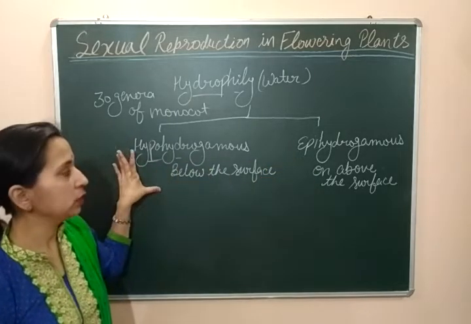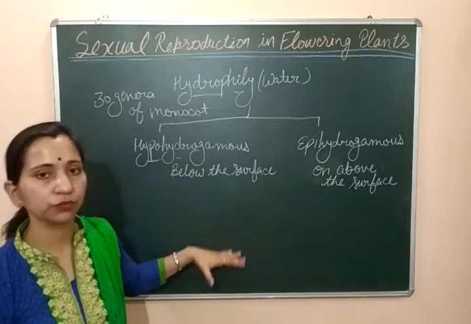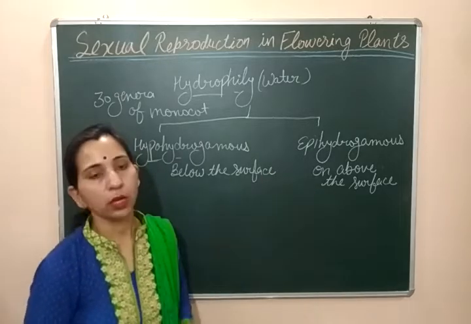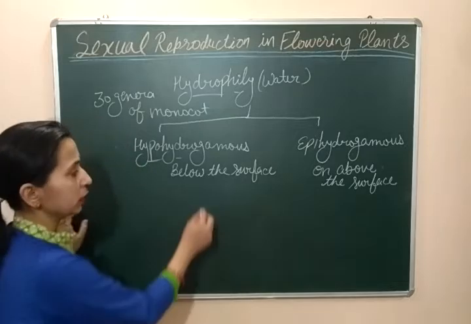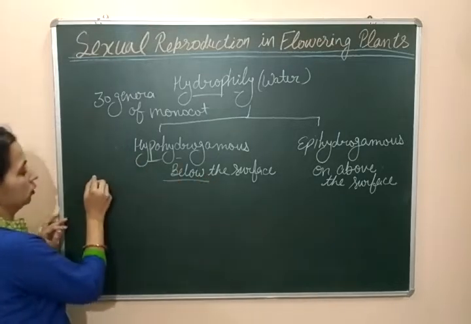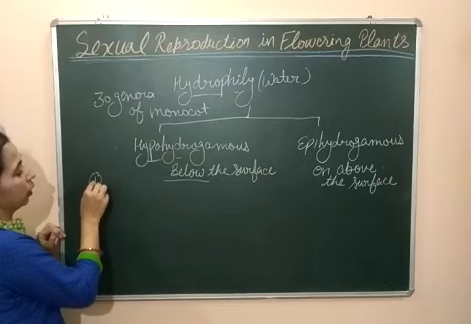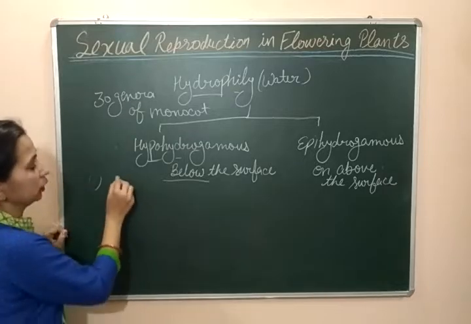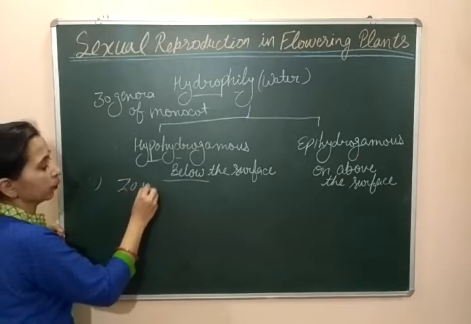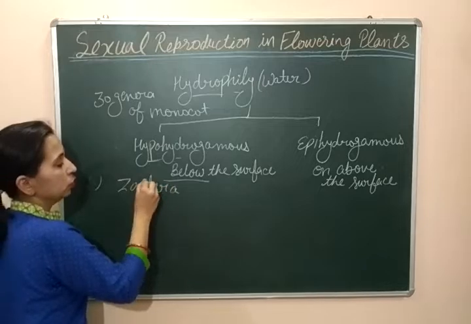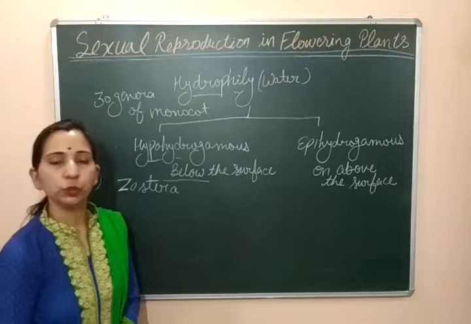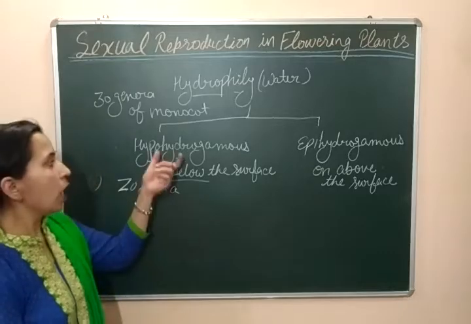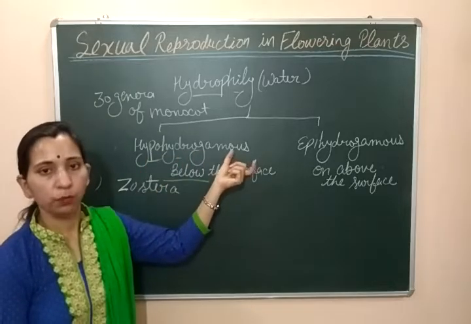In hypohydrogamous plants, pollination is done below the surface of the water, and in epihydrogamous plants, pollination is done above the surface of water. Let's take an example of such plants. One important example we will discuss here is Zostera, the plant in which pollination is done by the hypohydrogamous method.